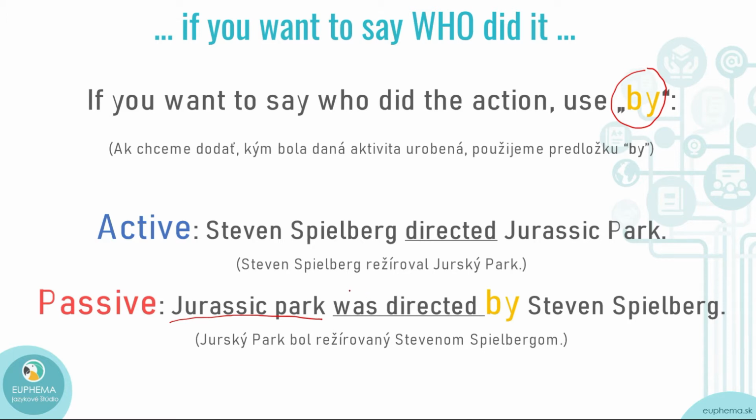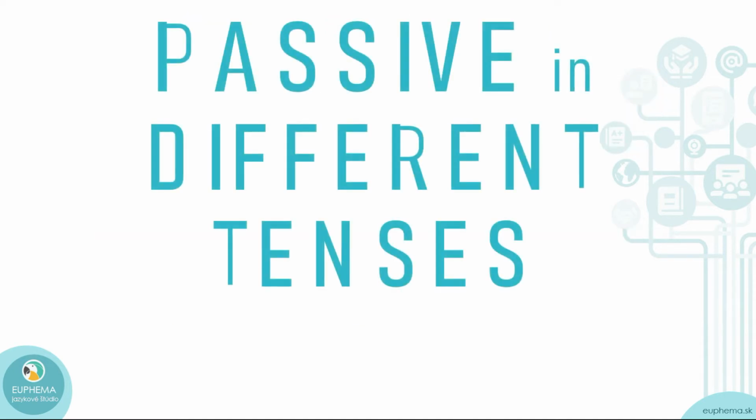So we used the past form of the verb be, which is was in the third person. Directed, so this is this past participle of the verb direct, which is regular, so we only needed ed to add the suffix. And by whom, so by Steven Spielberg. Now, the second part of the video, as I said, is going to be about passive in different tenses.